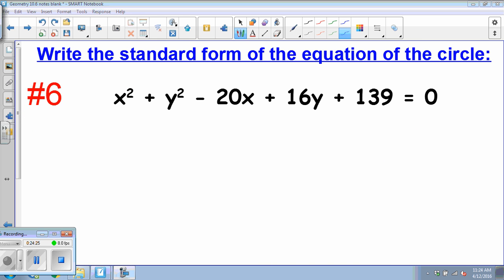Okay, so here we have an equation. How do we know it's a circle? Because it says it is. I don't care that it says it is. I see that x is squared and y is squared, so I know that's a circle. I know I can get it from this form into this form.